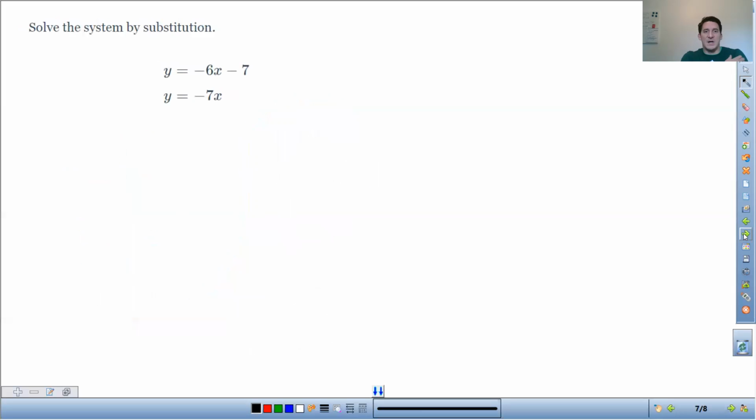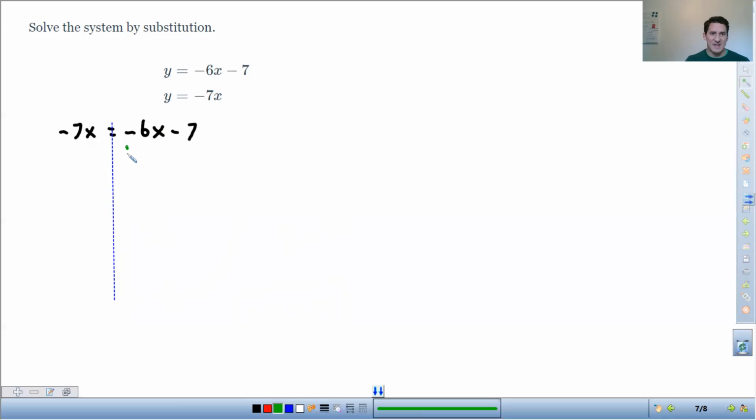Last example. Bunch of negatives, all negatives. So let's just work through one, all negatives here. So again, since both these expressions are equal to y, we can set them equal to each other. So it's going to be negative 7x is equal to negative 6x minus 7. I need to have all the x's on the same side of the equation. So I'm going to move the negative 6x over to the other side.